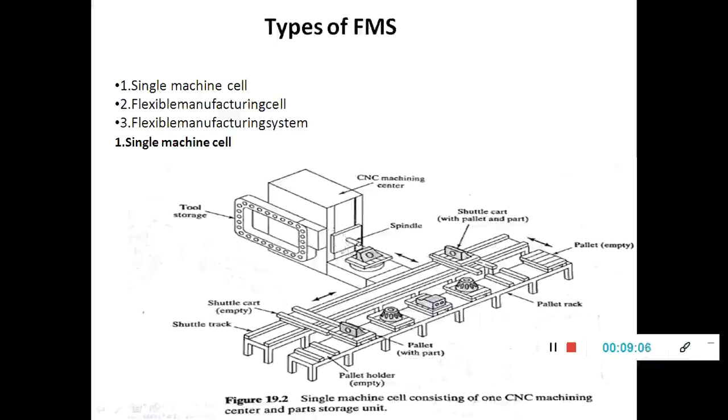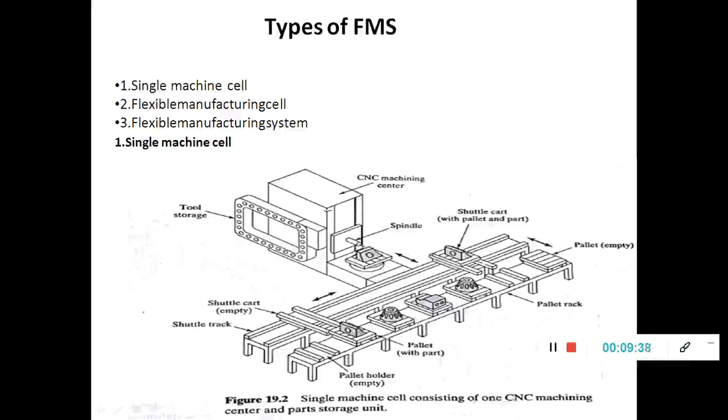But the disadvantage of the single machine cell is that the quantity of workpieces is less. If only one part is going to be produced, that can be done in a large quantity. But if a variety of products are going to be produced, it can be done with changes in the setup. So it is not possible to produce a large quantity of products with a different variety of products.